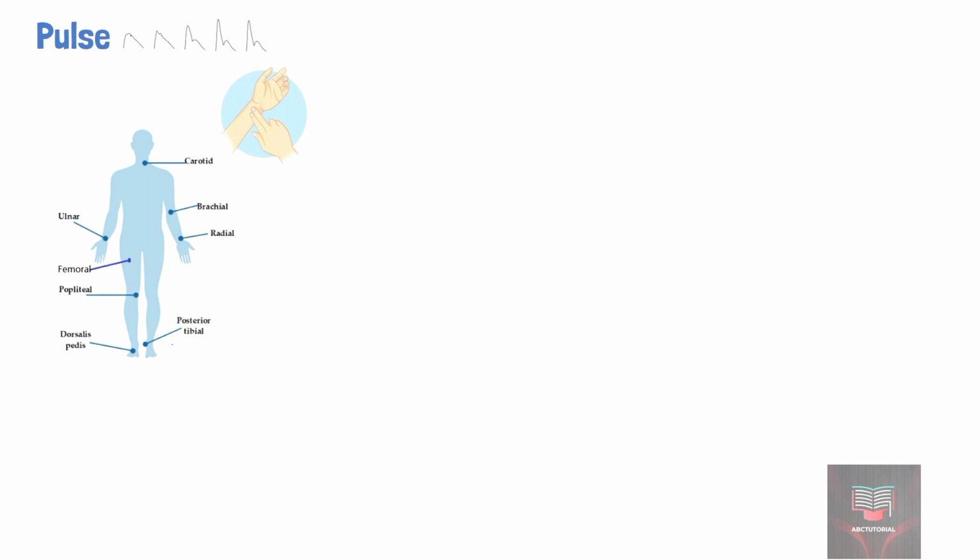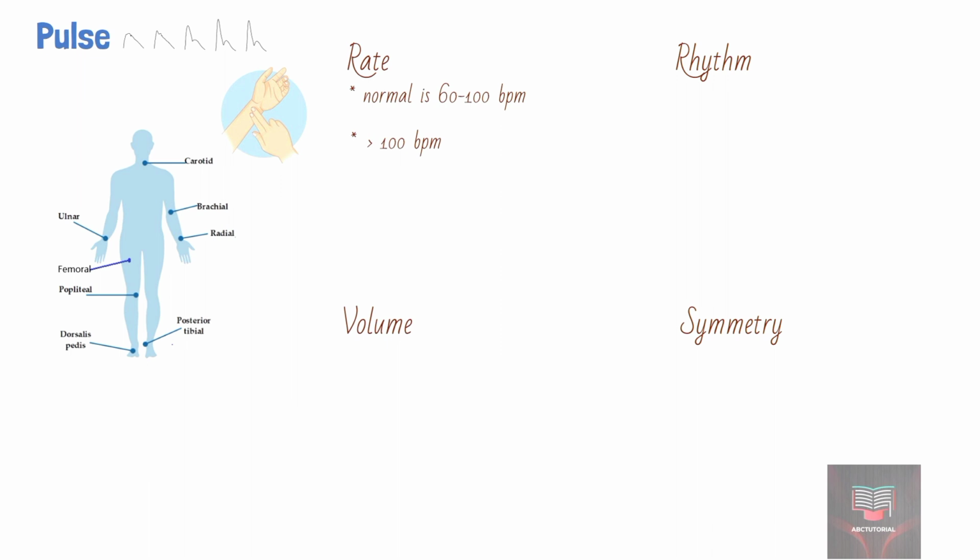In assessing the pulse, clinicians usually measure its rate, rhythm, volume, and symmetry. The normal pulse rate is usually between 60 to 100 beats per minute in an adult, with rate above 100 beats per minute and rate below 60 beats per minute referred to as tachycardia and bradycardia respectively.